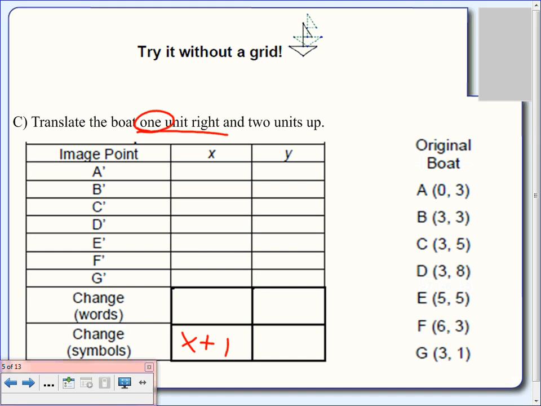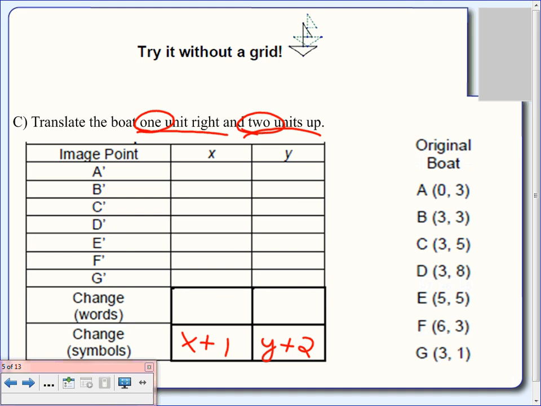But it also says that I want to move 2 units up, which is going to change my Y value. What am I going to have to do to the Y value to move it up 2? Add how much? 2. 2, because that's how much we're moving up. All right, so now what we're going to do is go to the original ordered pairs, and we're just going to add 1 to the X and add 2 to the Y.